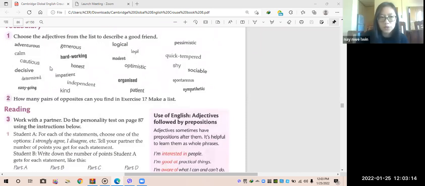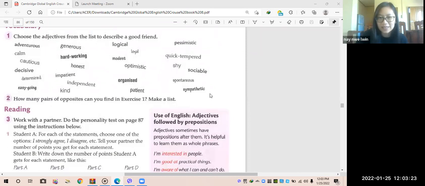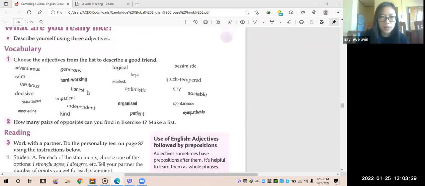Do you remember what we were talking about yesterday? Personality, the adjectives to describe a person, character, and their personality. So we're talking about adventurous, hardworking, modest, optimistic, pessimistic, right? Number 2: how many pairs of opposites can you find in exercise 1? Make a list. Are there any opposite words in here?